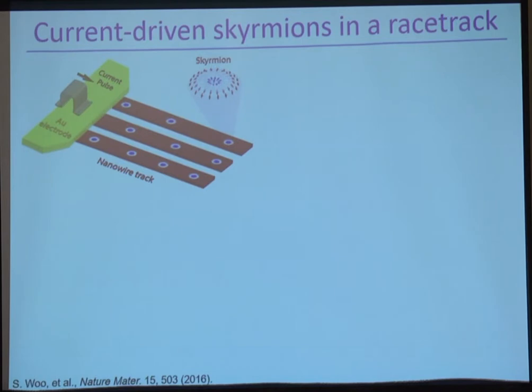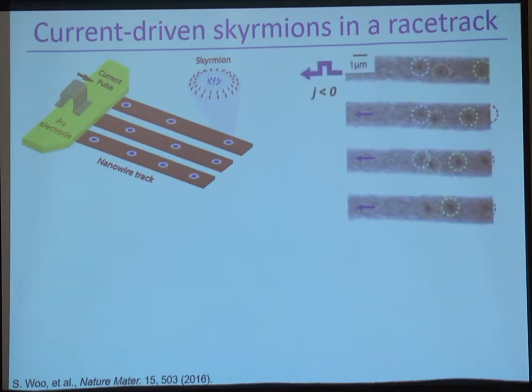So shortly after we made the experiments that I just showed you, we patterned these into tracks to try to look at the current driven dynamics. And we were very pleased to find very early on in the experiments that simply by cycling the magnetic field, we could create arrays of skyrmions in this track, and we could use the electrical current to drive these skyrmions back and forth.